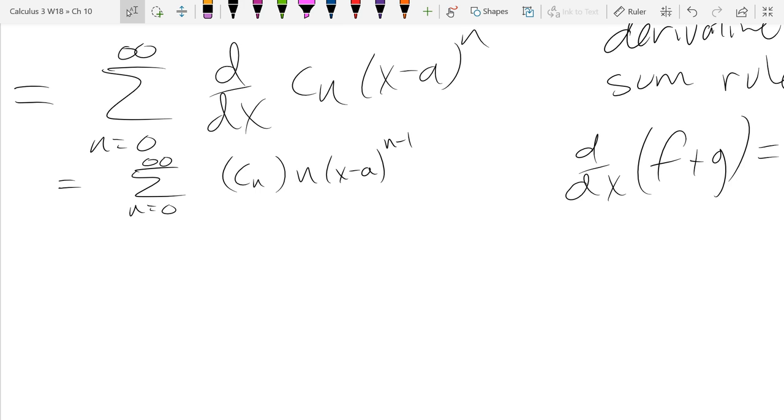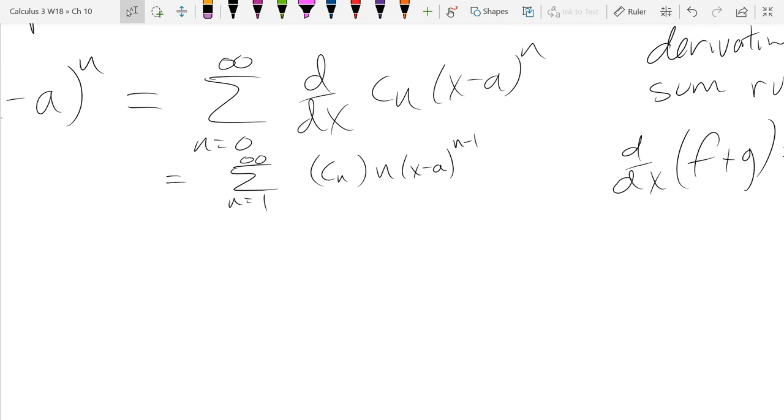What will the initial term be? When n equals 0, what term would we get when n equals 0 out of here? x minus a to the negative 1. You get x minus a to the negative 1, which is kind of strange, not a polynomial, because a negative 1 is a 1 over. Times 0. So you get 0. So we actually get 0 for our initial term, which means I can, instead of starting it at 0, actually start it up at 1, because the 0 term is going to give me 0. So we'll just go ahead and start it up at 1.